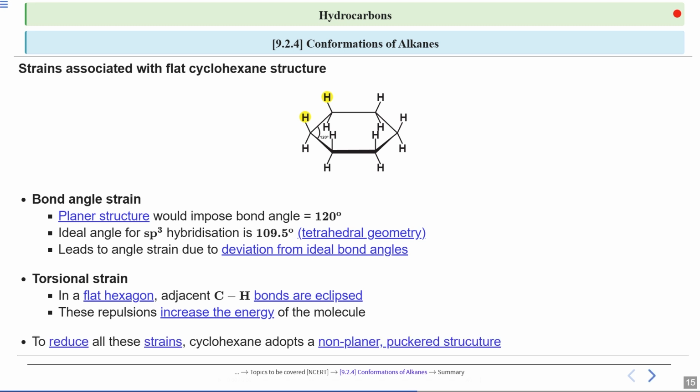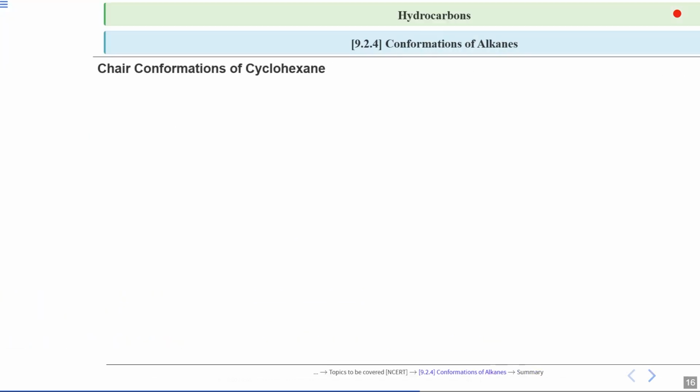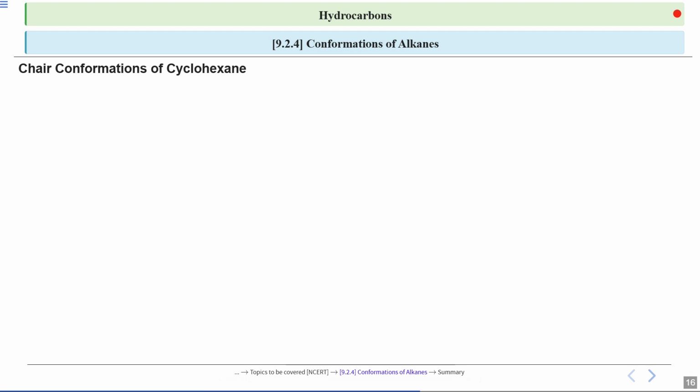Now, to reduce all these strains, what will happen? The cyclohexane adopts a non-planar puckered structure. This allows the molecule to relieve both bond angle and torsional strain, achieving a more stable conformation. Now let's talk about this special kind of conformation known as the chair conformation of cyclohexane.